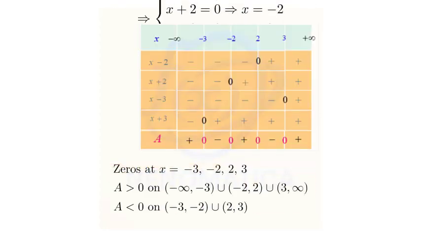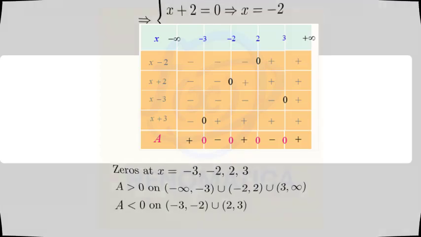In the sign table, we see the zeros occur exactly at x equals negative 3, negative 2, 2, and 3. On the intervals, the product is positive before negative 3, positive between negative 2 and 2, and positive after 3, while it is negative on the intervals between negative 3 and negative 2, and also between 2 and 3.